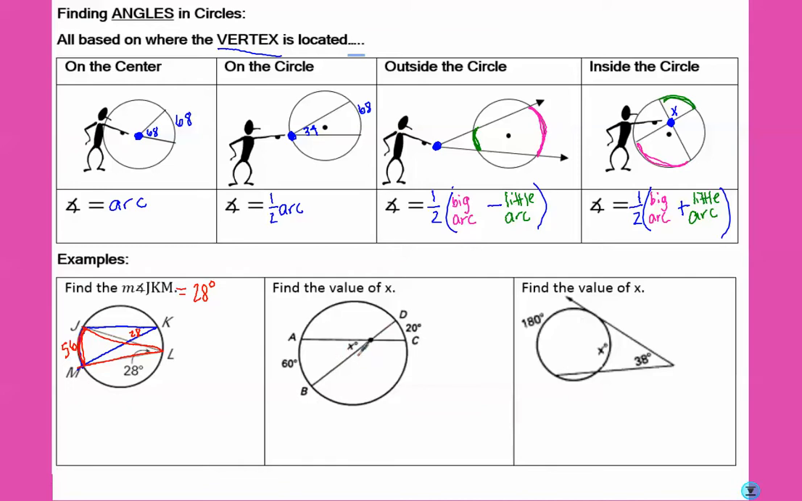In the second one, I'm looking for an angle that's inside the circle but not on the center. So that would be like this last one here. So it's going to equal half of the big arc, which is 60, plus the little arc, which is 20. And if I type that all in my calculator, I get that the angle is 40 degrees.